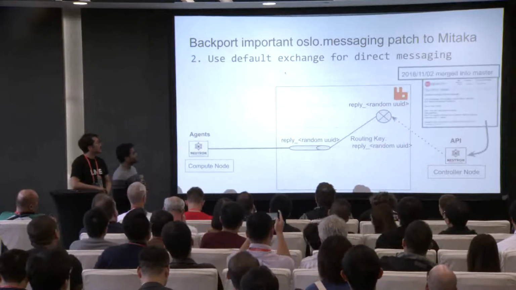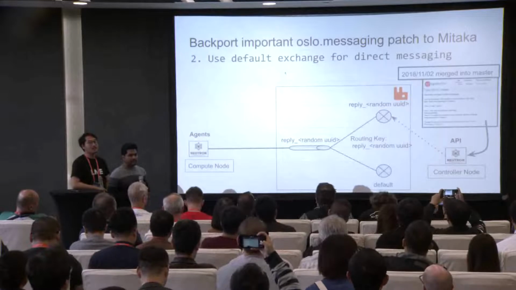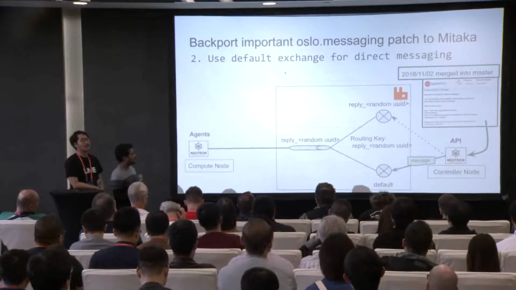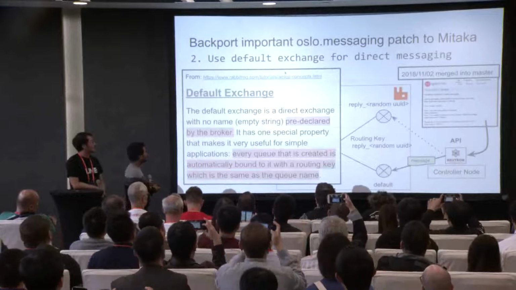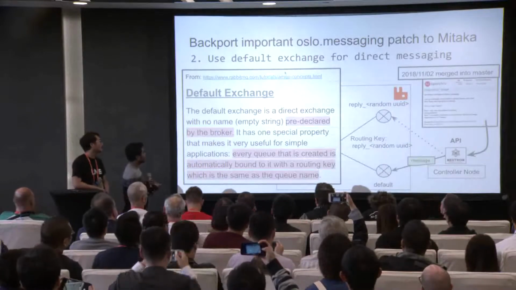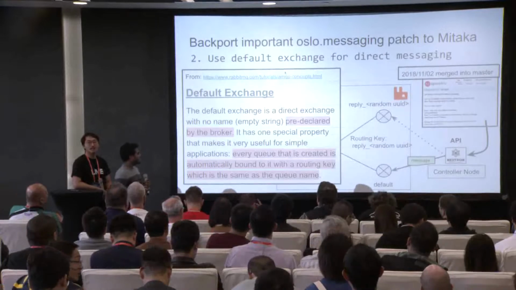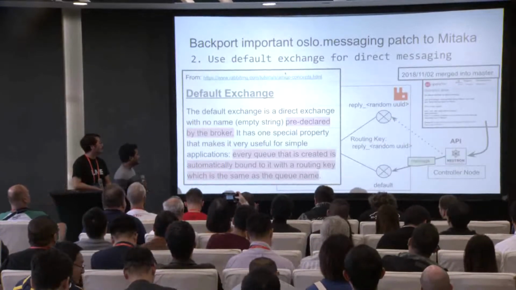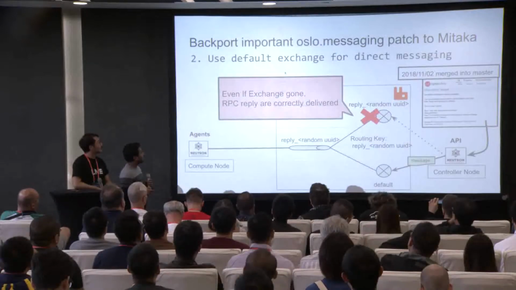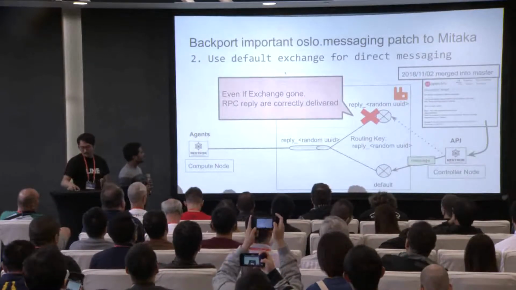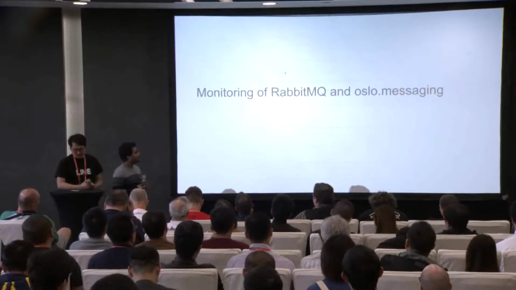It recommends using the default exchange, which is created by the RabbitMQ broker itself at the beginning. When a message is sent to the default exchange, it can guarantee that it will be received by the consumers. The default exchange is a direct exchange with no name, pre-declared by the RabbitMQ broker itself. Every queue that is created is automatically bound to that direct exchange. So there is guaranteed message delivery, and even if the exchange goes down, RPC replies are correctly delivered. So this was about the various backports that we did to our Mitaka version.